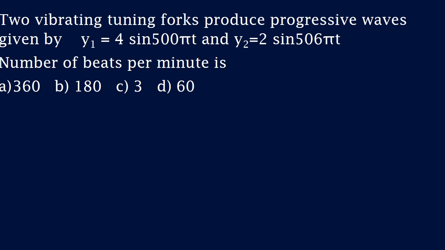In this problem, two vibrating tuning forks produce progressive waves given by the equations y1 is equal to 4 sine 500 pi t and y2 is equal to 2 into sine of 506 pi t. We are asked to find the number of beats produced per minute.